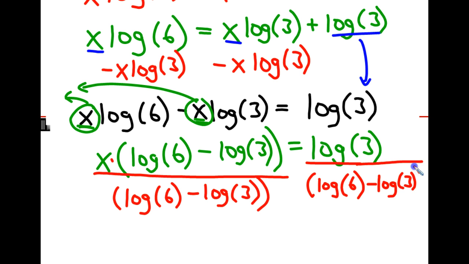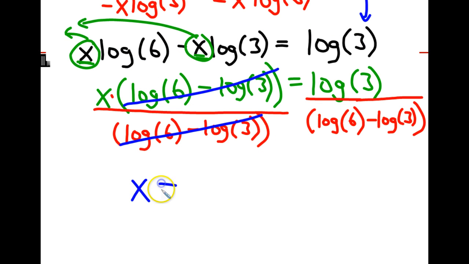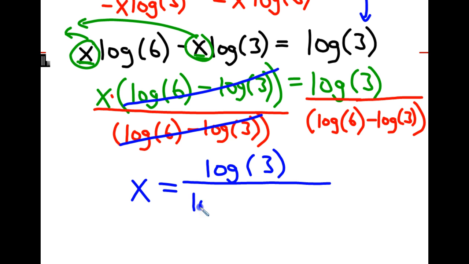I didn't really need to keep parentheses around this thing, but I did. All right, so that's going to cancel this out, right? The log base 10 of 6 minus log base 10 of 3 cancels out. On the left-hand side, we get x by itself, which is what we were trying to do this whole time, equals log base 10 of 3 over log base 10 of 6 minus log base 10 of 3. Now when I'm writing it on the board, I don't need to put parentheses around the denominator, but when I go to type it in my calculator, I definitely do.